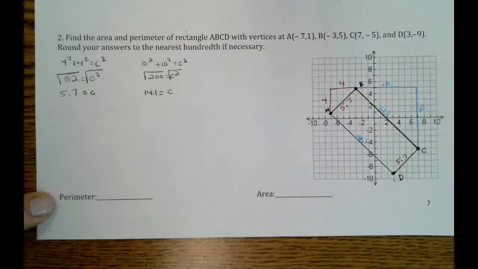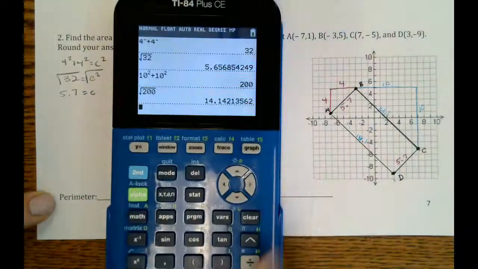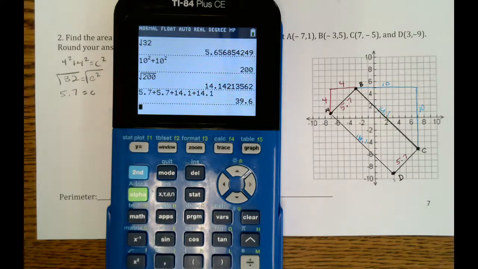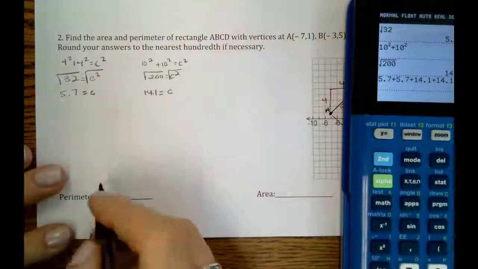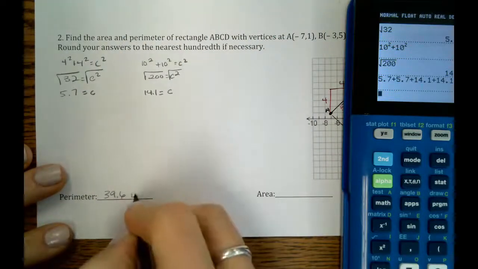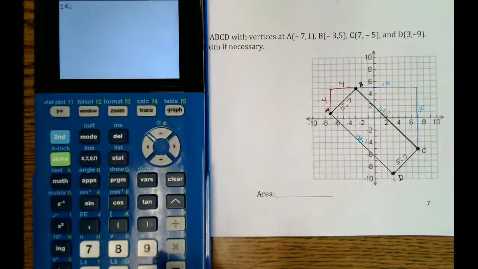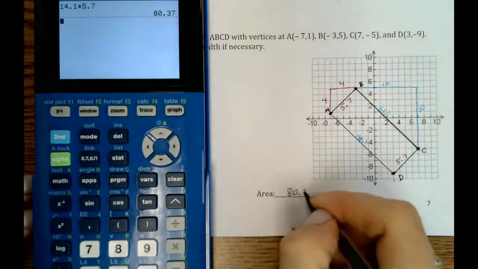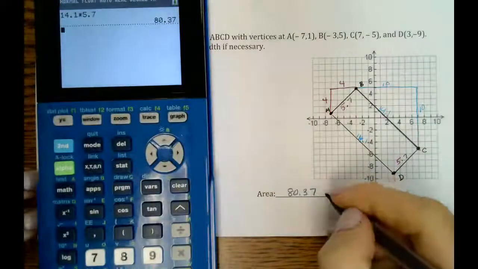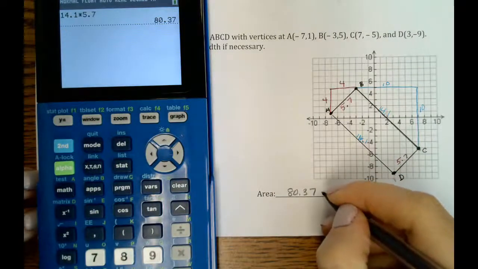Okay, now to find our perimeter, we're going to add all of our sides up. And that gets us 39.6. And that will be measured in units. Okay, our area will do base times height, which gets us 80.37. I think it says, oh, it says hundredth. Okay, so 80.37, and then this will be units squared.